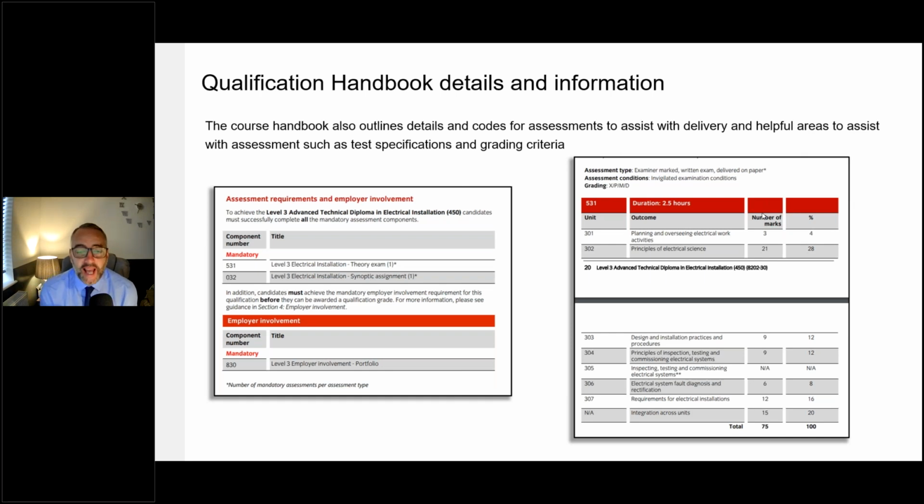On the opposite side of the slide, we can see the specification for the exam. So this is really helpful. We're often asked, what's in the exam? Where should we concentrate our efforts in teaching and learning?